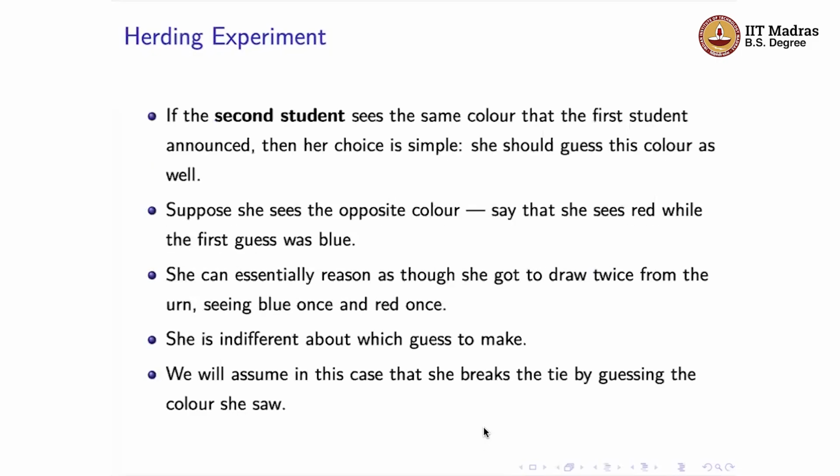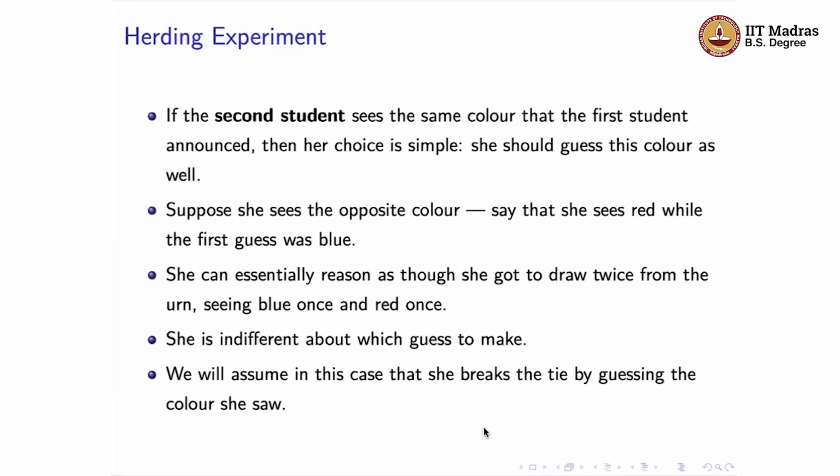Okay, now the second student is coming in, and notice the information that the second student has. The second student does not know what is in the jar, right? Nobody knows that. But the second student knows what the first student has guessed. And because of the reasoning that we have just discussed, the second student knows exactly what the first student has seen as well, right?